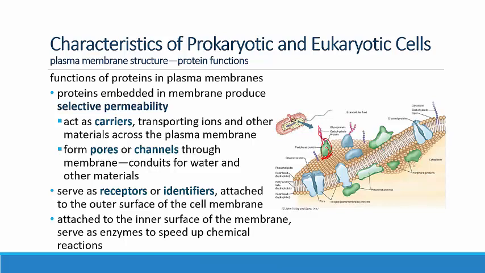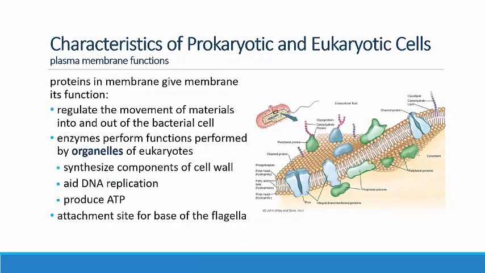And then we also see proteins that are attached here at the inner surface of the membrane, and they can be enzymes where they're working to help speed up the chemical reactions that are occurring inside of the cell. Those proteins that are found associated with plasma membrane have a large number of functions. It's proteins that give the membrane all of its function. These proteins regulate movement into and out of the bacterial cell.